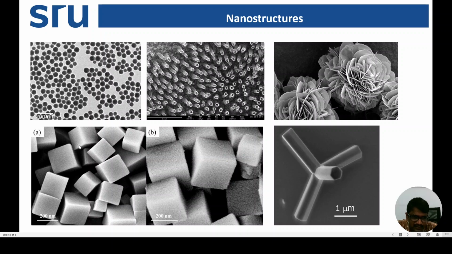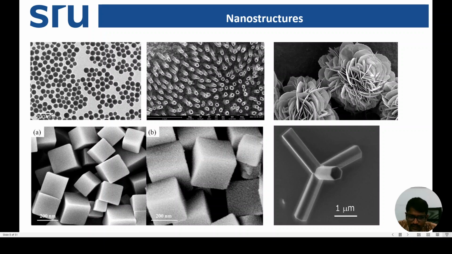And you can see these are all nanocubes. This is a special structure, we can call it tetrapods. These are all nanostructures. We can have thousands of different morphologies, different shapes in nanostructures. So there is a lot of variety in nanostructures, and every nanostructure is very unique in terms of its properties.